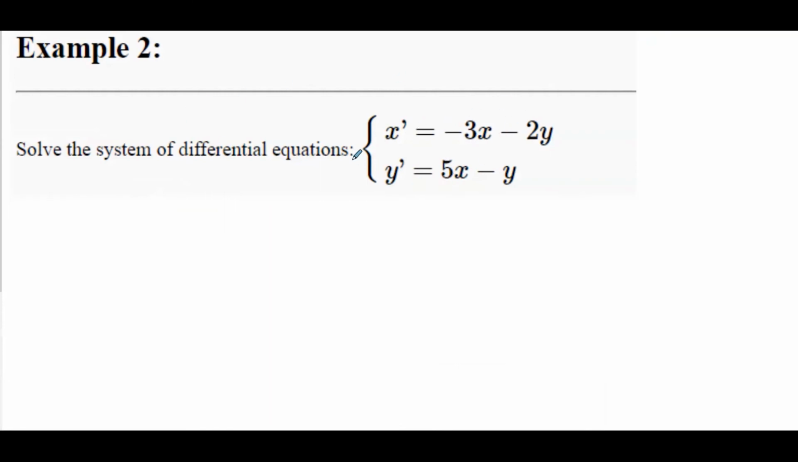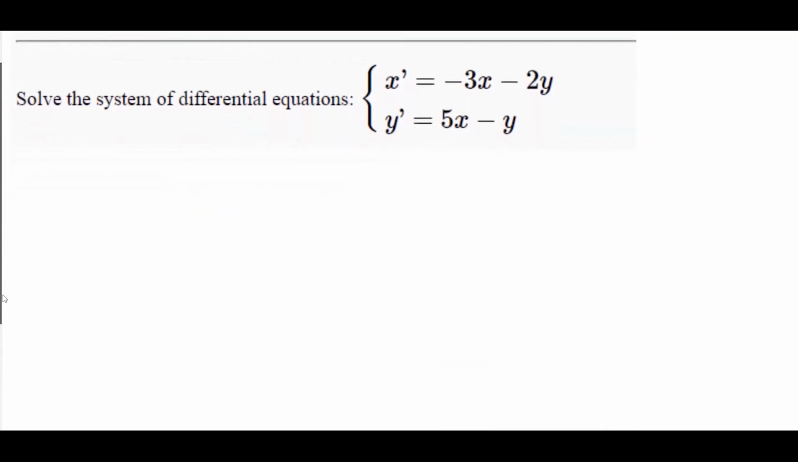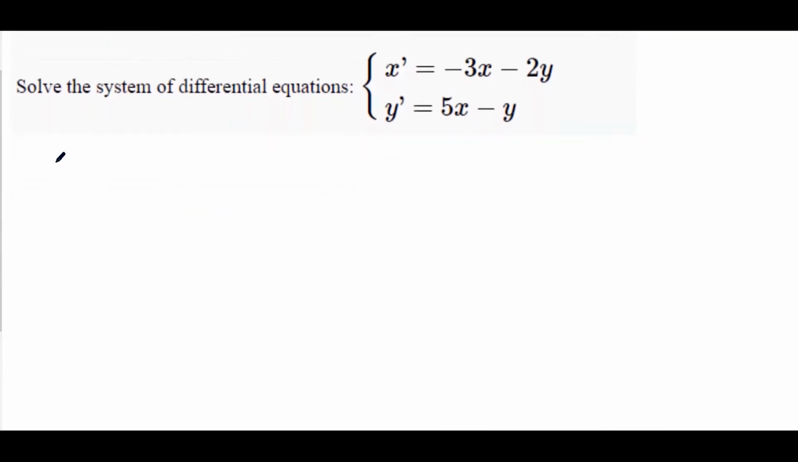So let's do another example. This is not an initial value problem, but we're going to go through the same steps, and we just won't do the last part at the end. We'll just get a general solution. But I need the coefficient matrix. What is A?